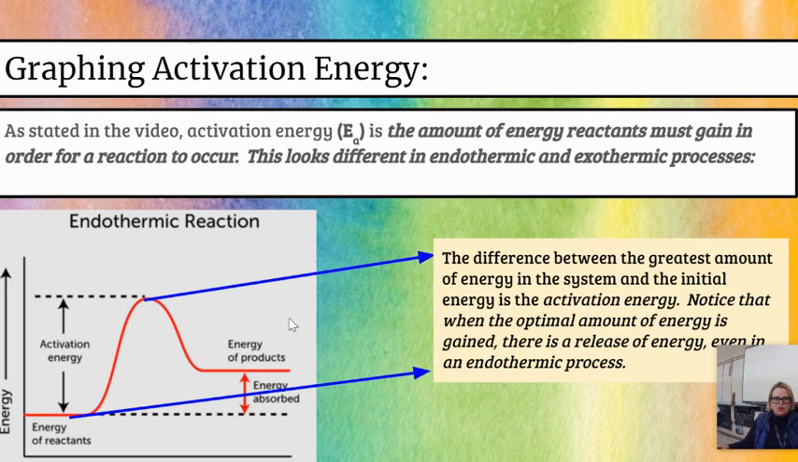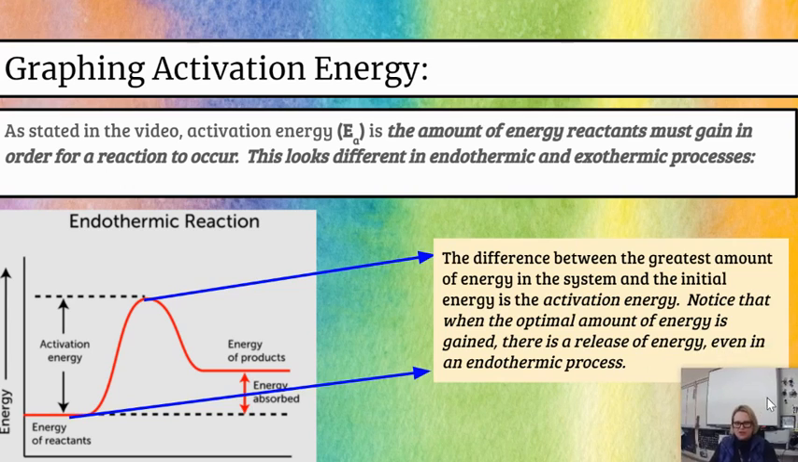So notice that when that optimal amount of energy is reached, energy in the system is released to the surroundings, and the products will end up having more energy than the reactants in this particular case because the reaction is endothermic.